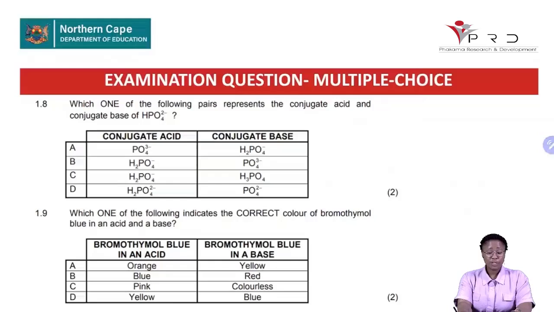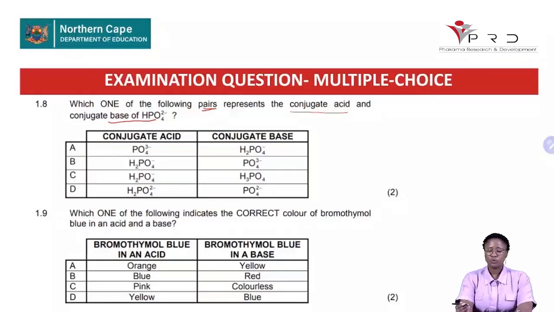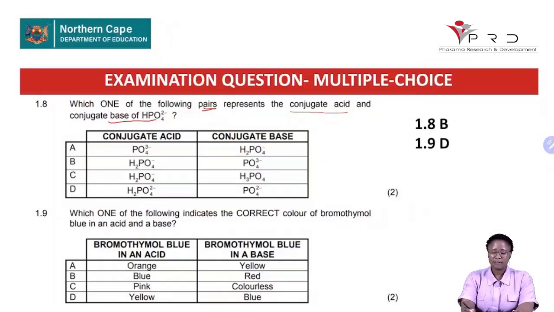Right, let's look at another multiple choice question. I thought that was the last one. Now, it says to us, which one of the following pairs represents the conjugate acid and the conjugate base of HPO4 2 minus? All right. Right, I've already said to you here, the answer here is B.